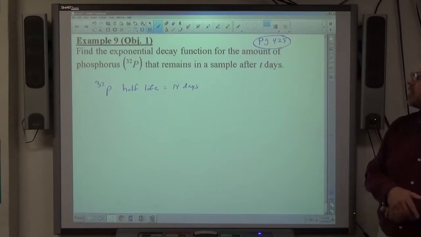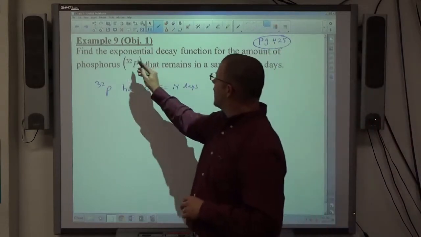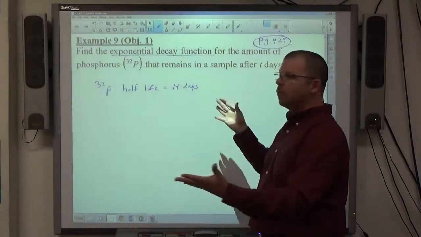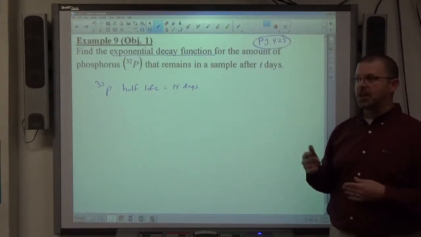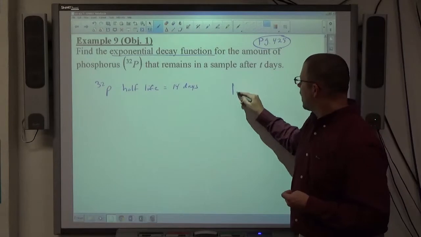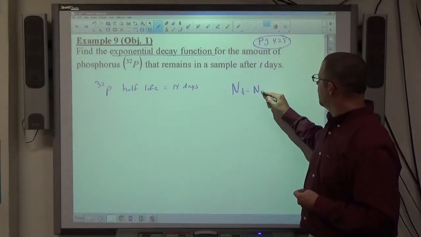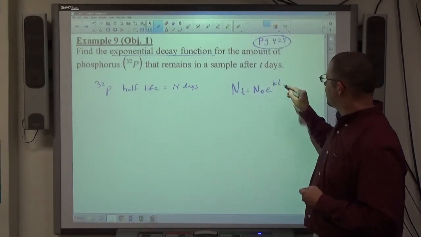Half-life is 14 days. And they want the exponential decay function. So again, they told me to use the decay function, and right there on the sheet it very clearly states the decay function is the same as the growth function. The final amount is equal to the initial amount, e to the kt power. All right?